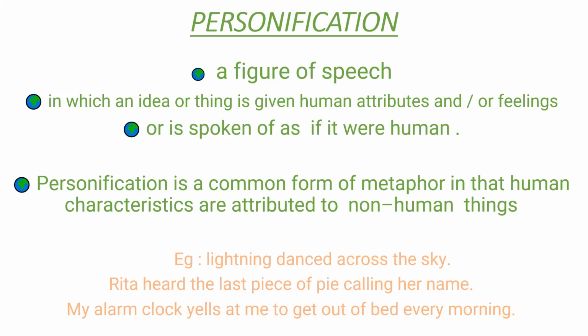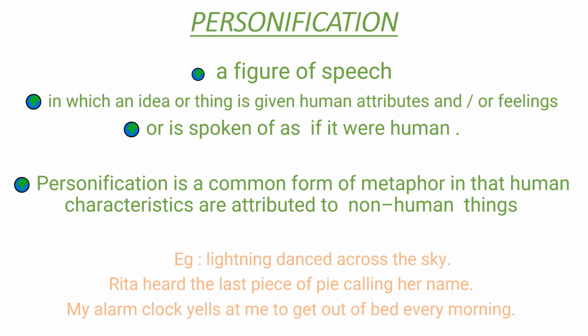The lightning danced across the sky. Here we all know that lightning is a natural phenomenon given to us by nature. Dancing is a human attribute. So the human attribute dancing is given to the natural, that is lightning. Hence, the line lightning danced across the sky is a personification.